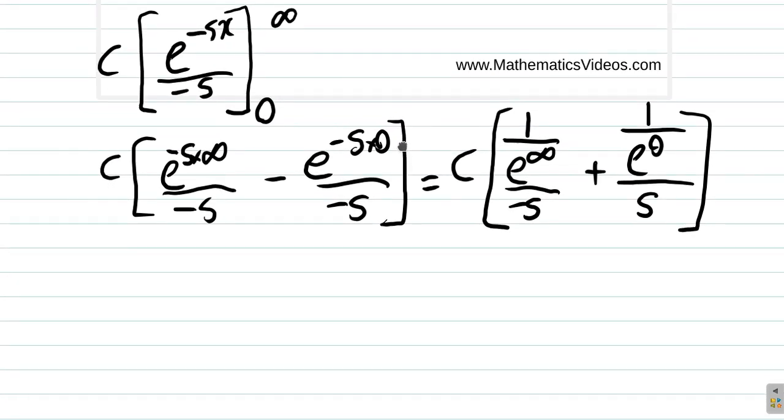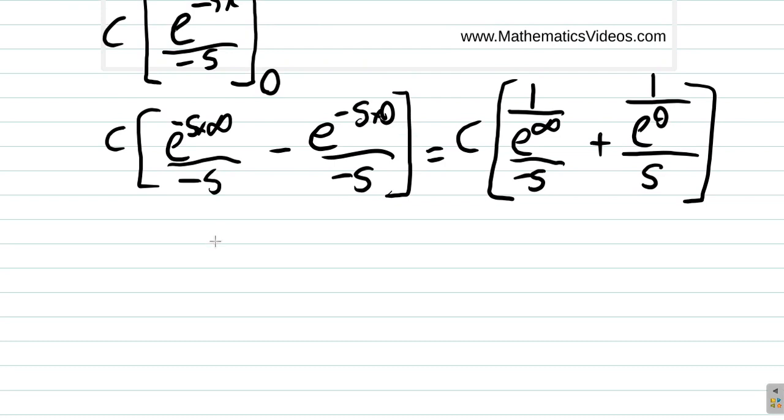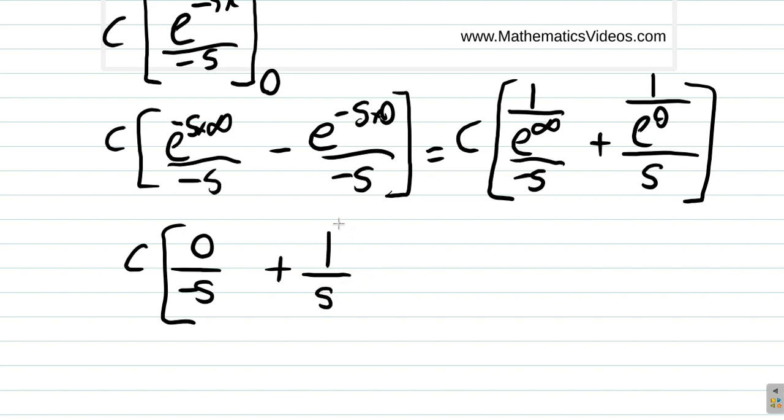So here now, this is c times, now, e to the infinity. This is infinitely large. And 1 divided by a very large number, as that number gets larger and larger and approaches infinity, 1 over it approaches 0. So it's 0 over negative s. Plus, what is e to the 0? E to the power of 0 is 1. 1 over 1 is 1. It is 1 over s.